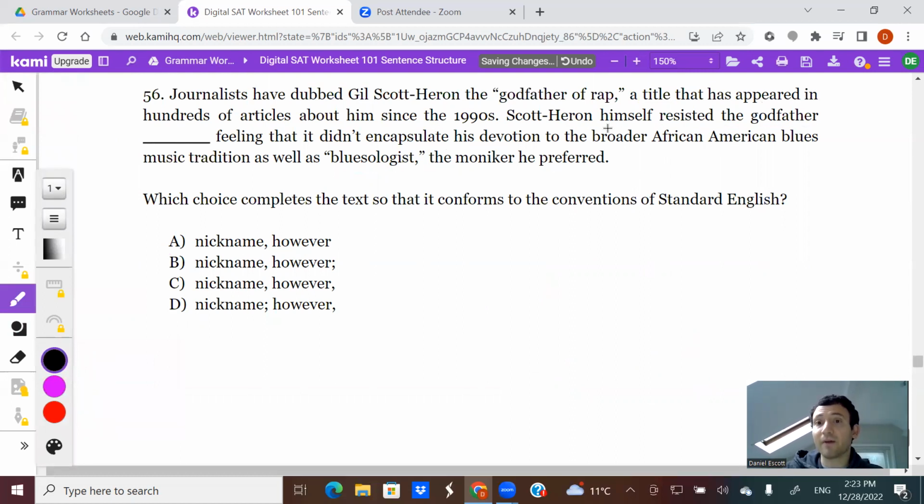I'm glad I checked that. The second thing is not an independent clause at all. "Feeling that it didn't encapsulate his devotion to the broader African American blues music tradition as well as bluesologist," that is not an independent clause. So we just dodged a bullet there. So actually, it's just going to be C, comma. However, is a transition word, but there's no need for a semicolon. In fact, we can't use a semicolon because we're not holding up two independent clauses. So this one's actually going to be C.